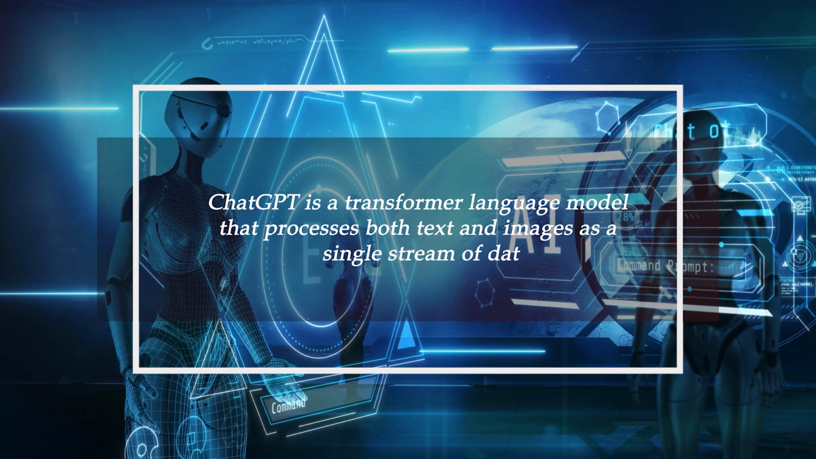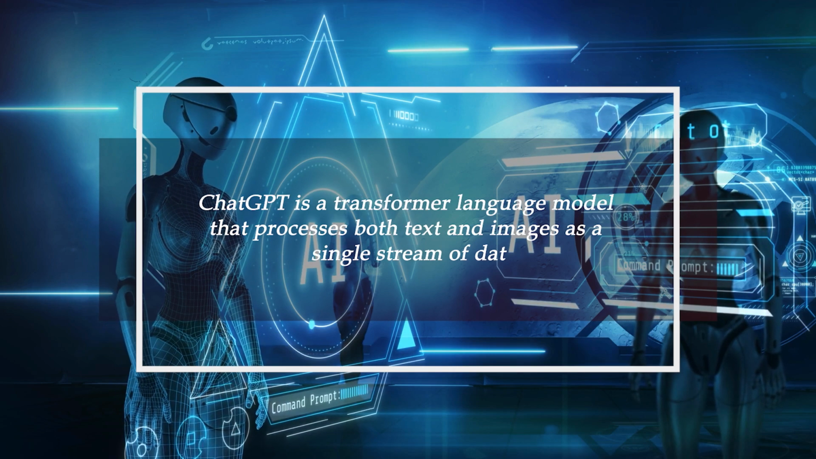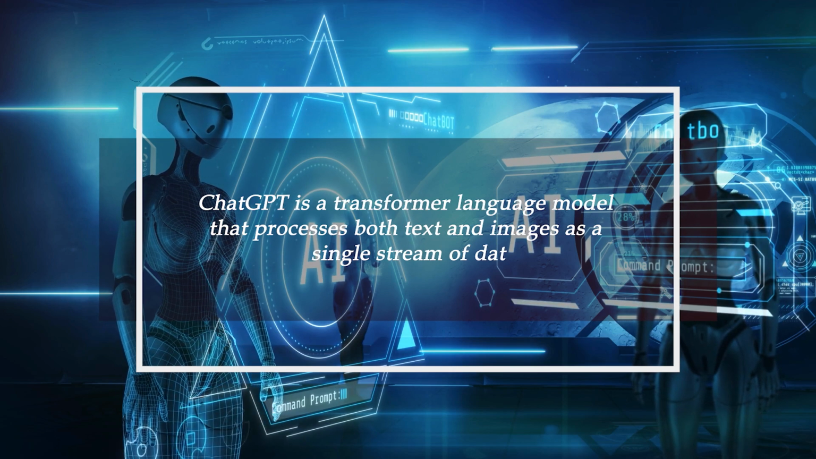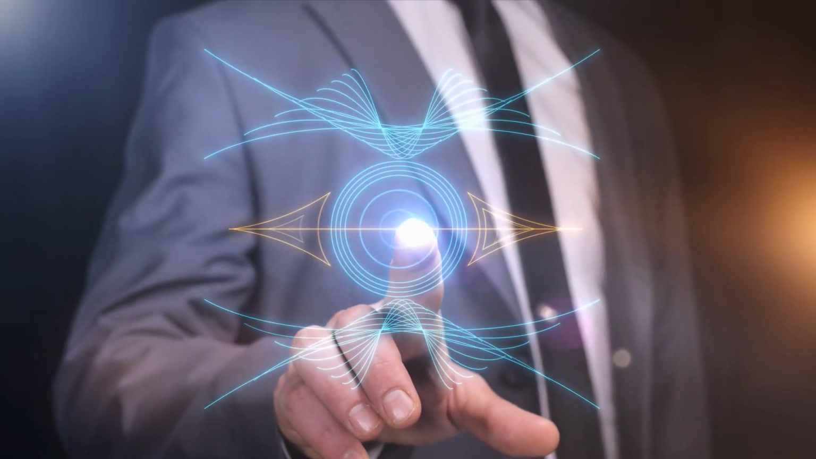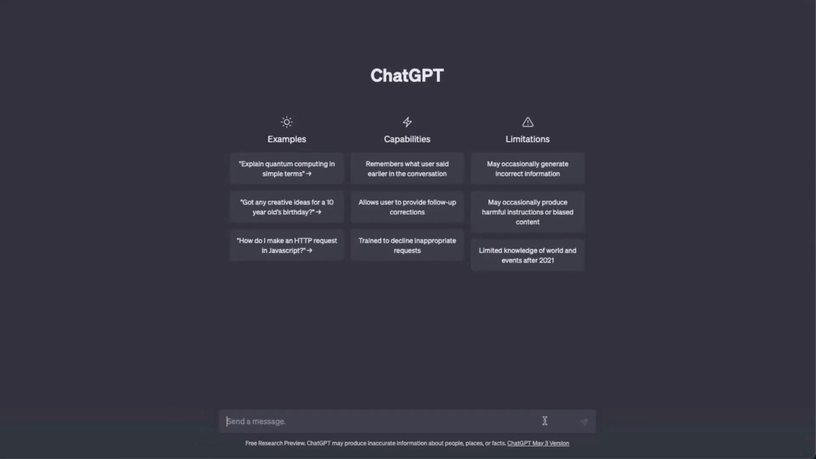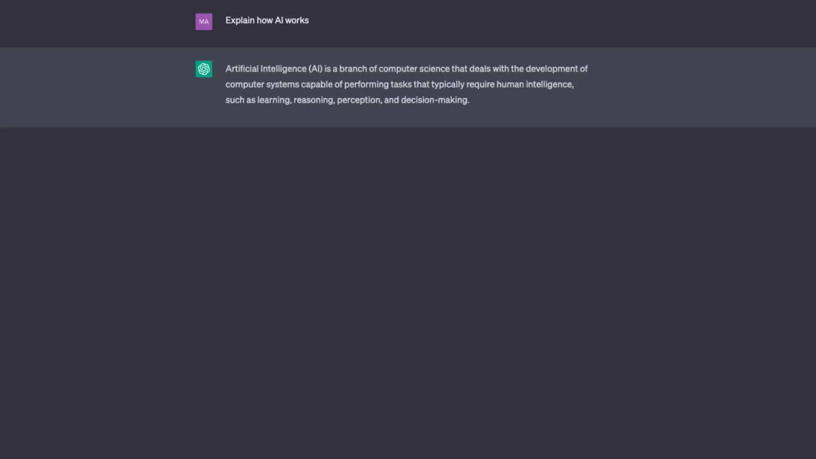ChatGPT is a transformer language model that processes both text and images as a single stream of data. The data can contain up to 1280 symbols, which are called tokens. Tokens are discrete symbols that make up a vocabulary. For instance, in English, each letter is a token. ChatGPT's vocabulary comprises tokens for both text and image concepts.